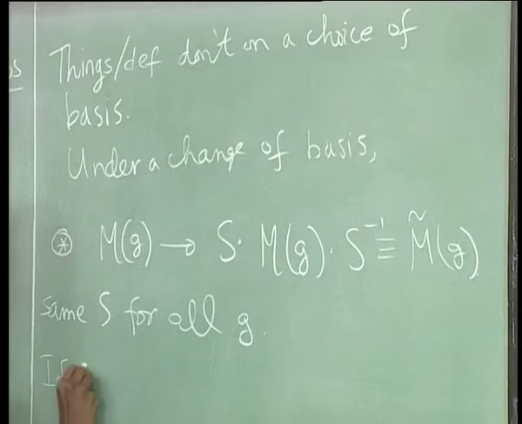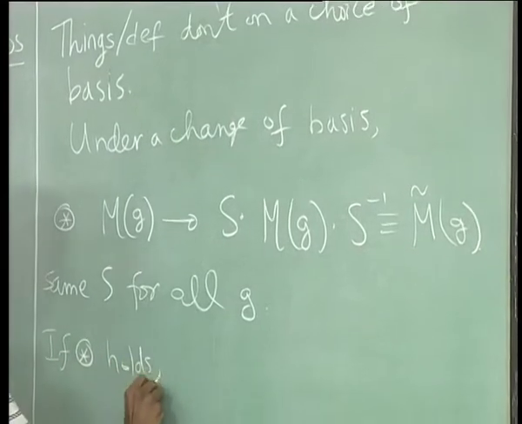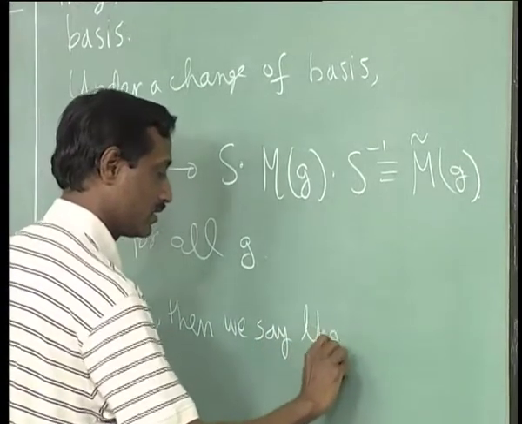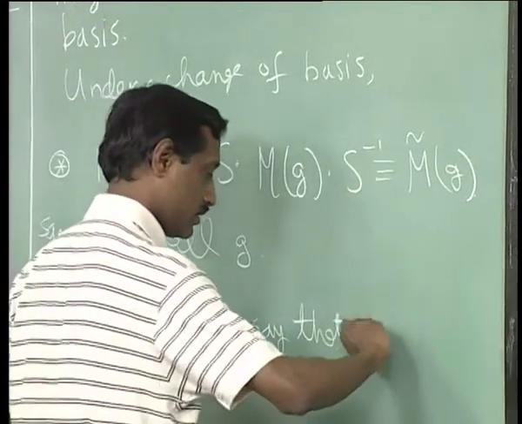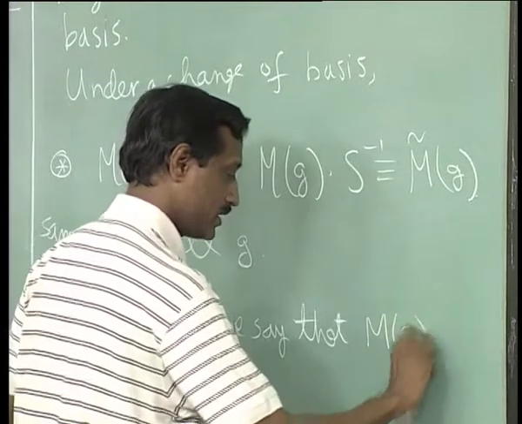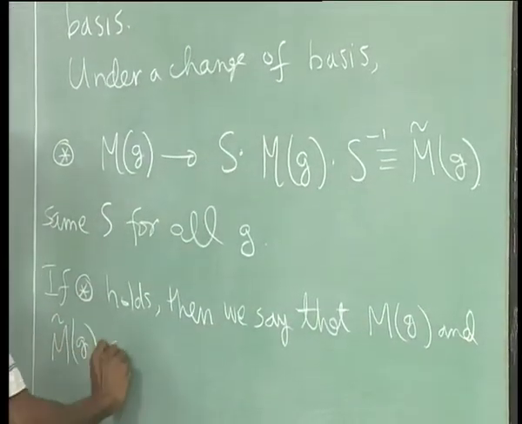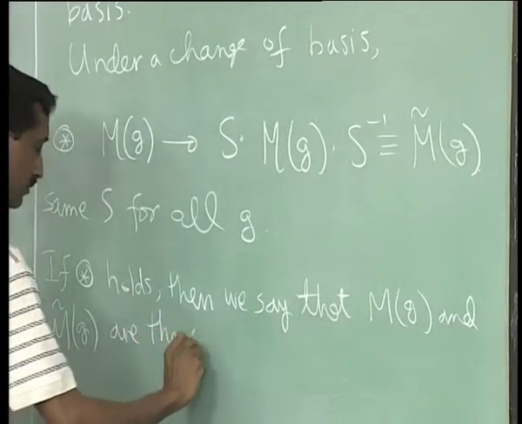If star holds, then we say that m of g and m tilde of g are the same representation.